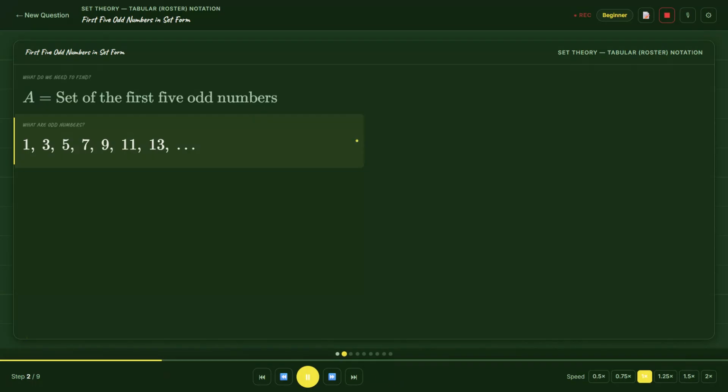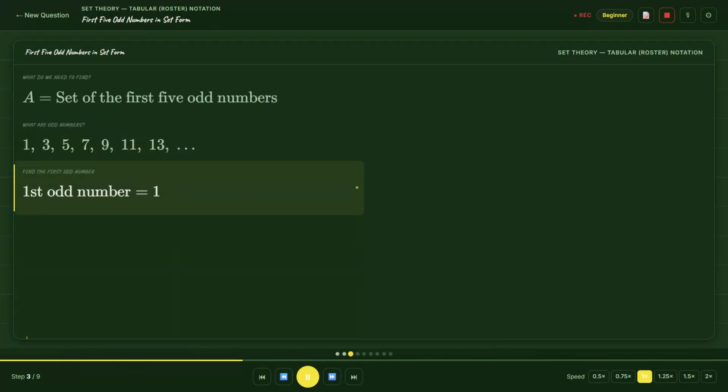Let's first remember what odd numbers are. Odd numbers are numbers that we cannot split into two equal parts, like 1, 3, 5, 7, and so on. They always have one left over when we try to share them equally between two friends.